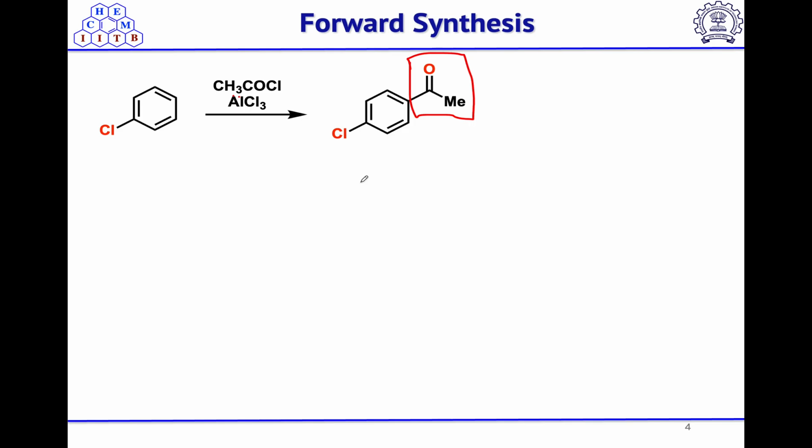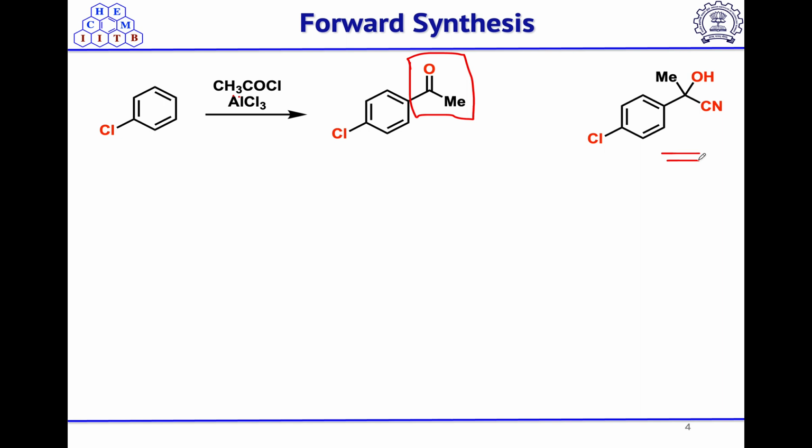Right. So now, what will be the next? Next, we need to get this molecule. So how can we get this molecule from this? What will be the reagents? This is pretty easy. You can easily tell what will be the reagent for this.